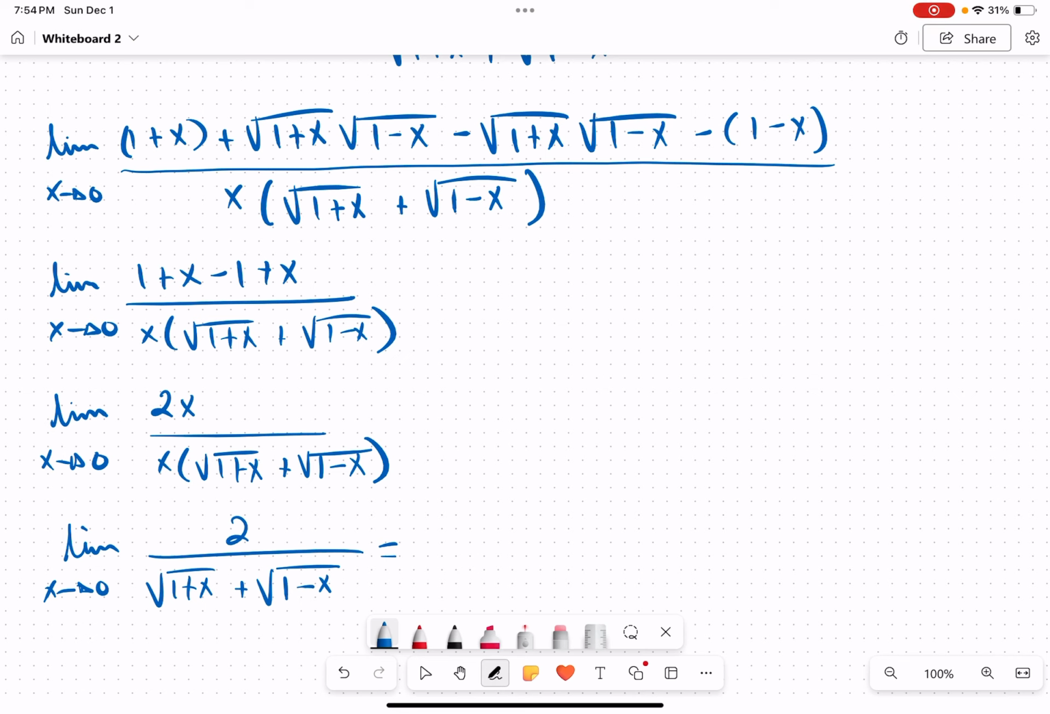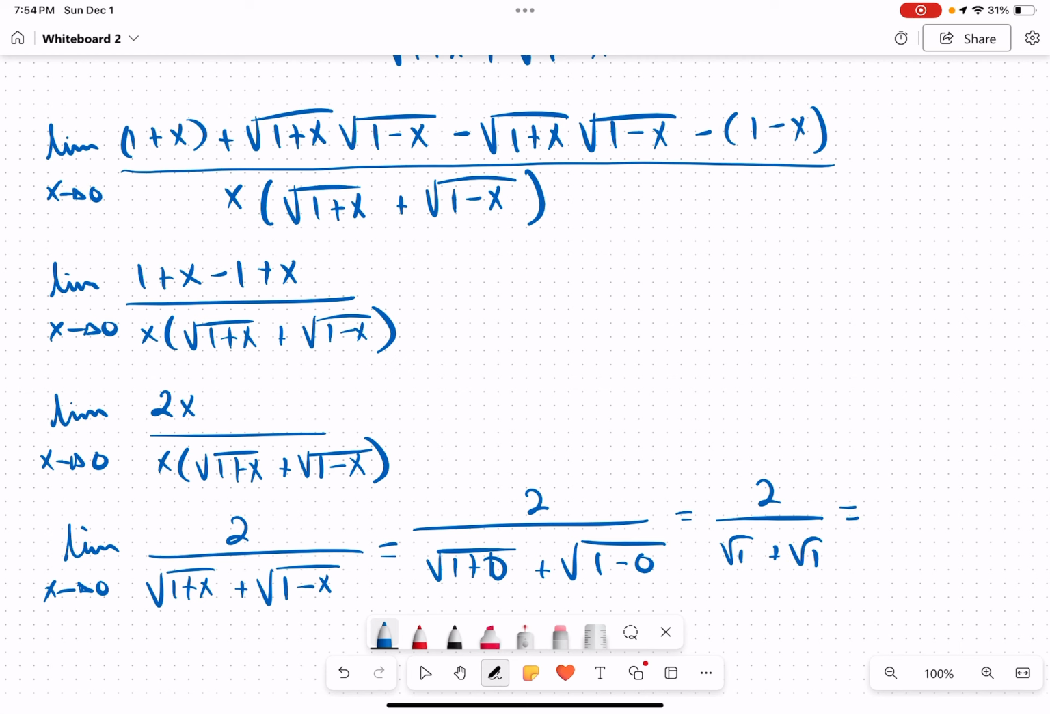Now I can substitute 0. So what that would look like is the root of 1 plus 0 plus the root of 1 minus 0. And of course, 2 is in the numerator. And the bottom is just going to be 2 over the root of 1 plus the root of 1, which is 1 plus 1, which is 2. So we have 2 over 2, and 1 is our answer.